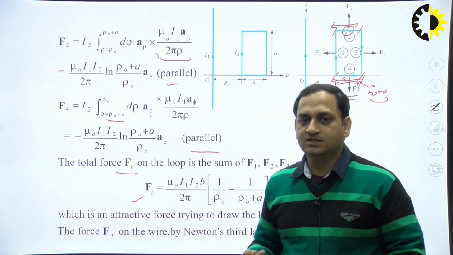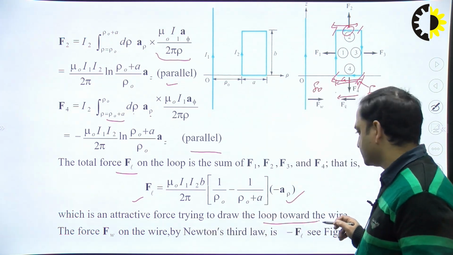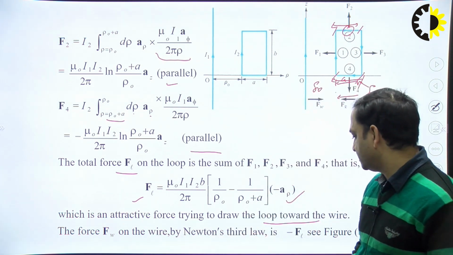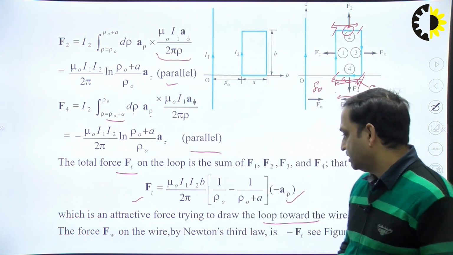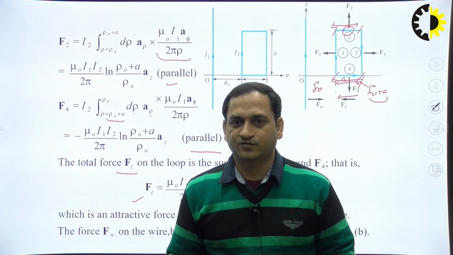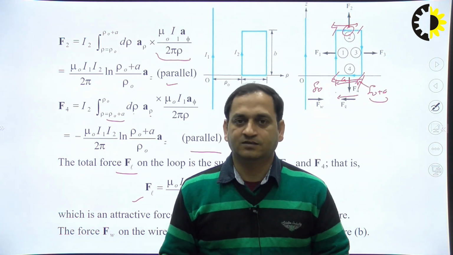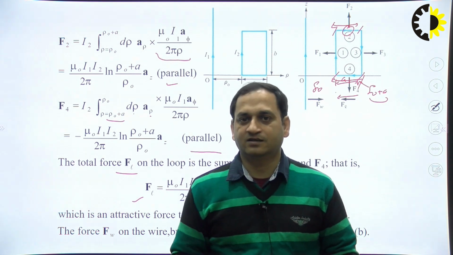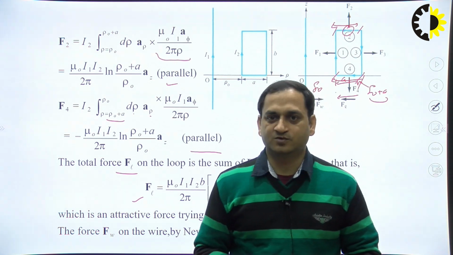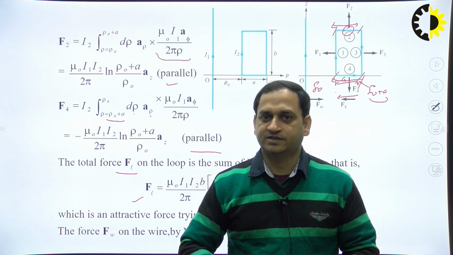This minus sign represents the attractive force, which is trying to draw the loop towards the wire, and the force Fw on the wire by Newton's third law is minus of Fl. This is how to derive the force on the loop by an existing current-carrying conductor. I hope this point is clear to all of you, and you can go through the magnetic forces to understand very deeply. If you have any doubt, please comment in the chat box. Thank you very much.